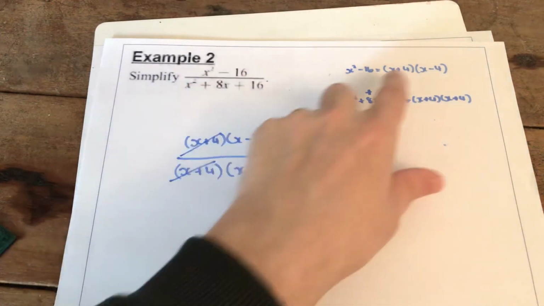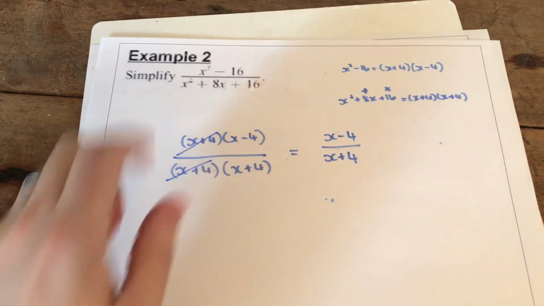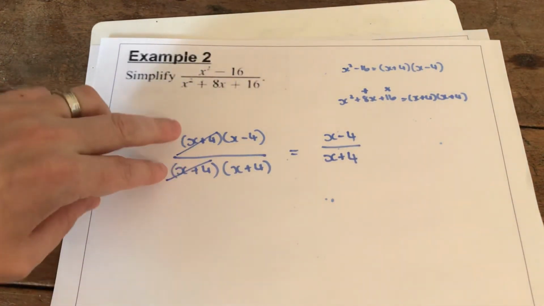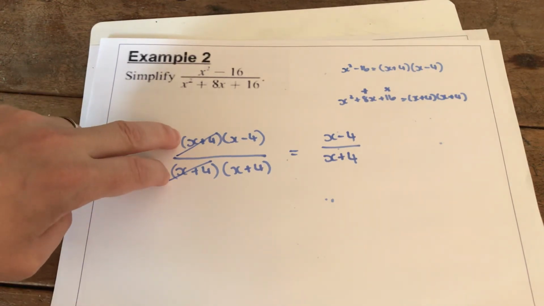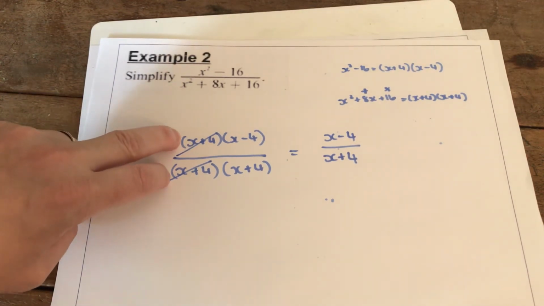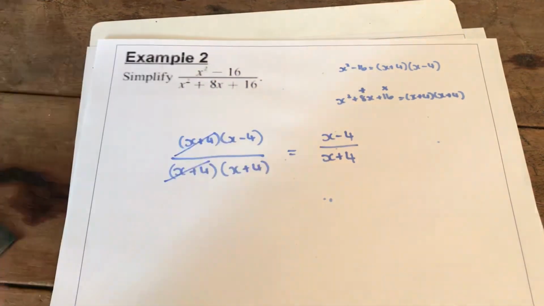So you factorise the top line and the bottom line. You then look for a common bracket, a common factor that is on both the top and the bottom line. You cancel it out, and then what you get left with would be your answer.